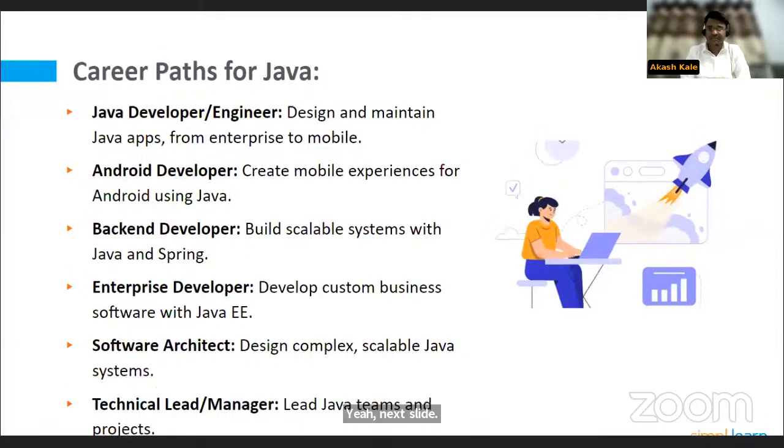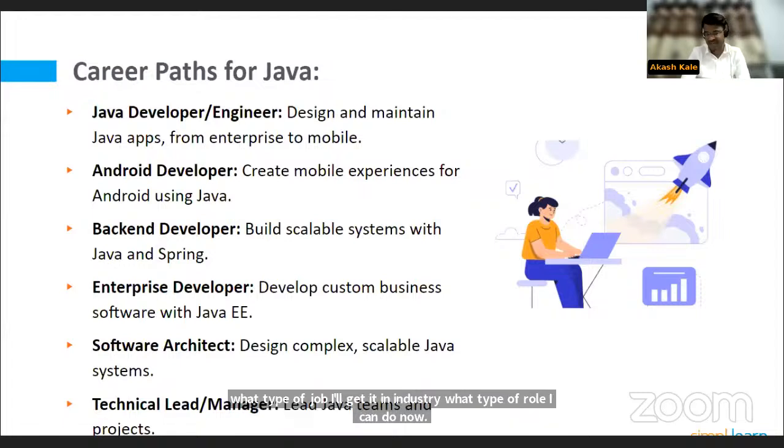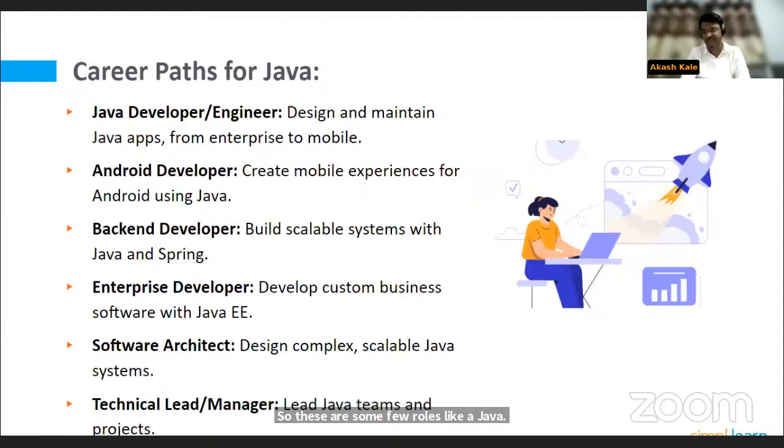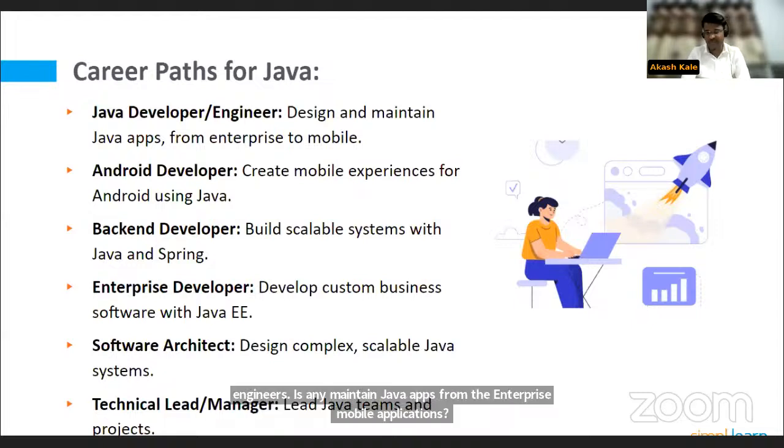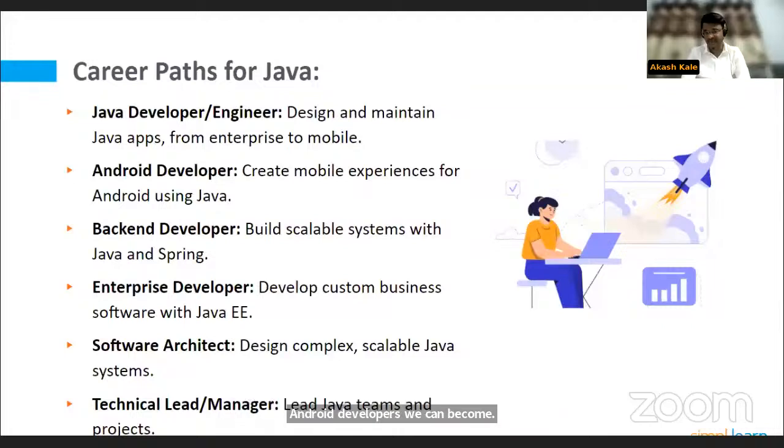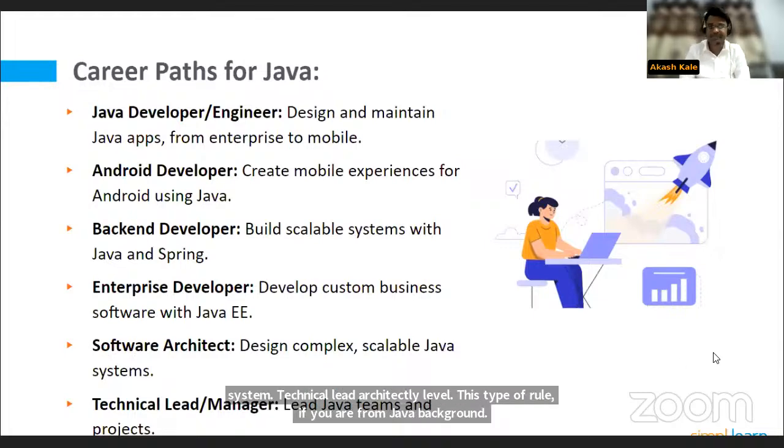Now the question will come: if I learn Java, what type of job will I get in industry, what type of role can I do? These are a few roles: Java developers and engineers, who design and maintain Java apps from enterprise to mobile applications. We can become Android developers, backend developers, enterprise developers, mainly using Java Enterprise Edition. Software architect, to design complex scalable Java systems. Technical lead, architect level. This type of role if you are from a Java background. Next slide.